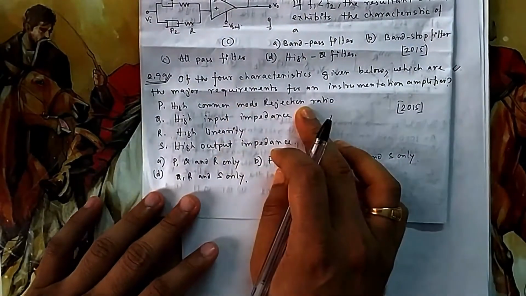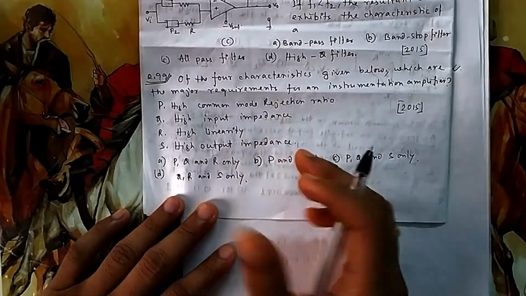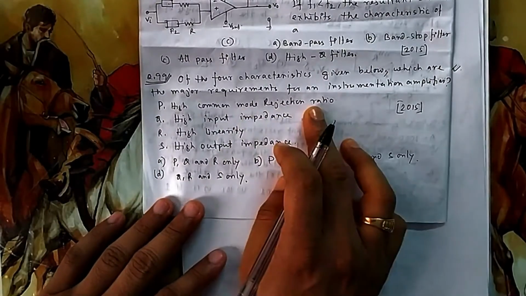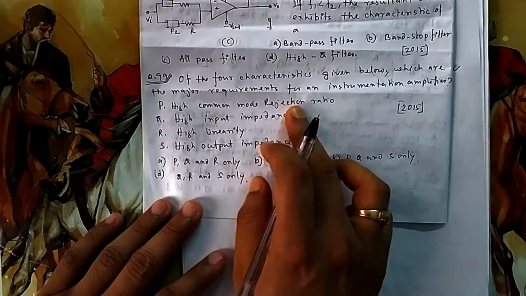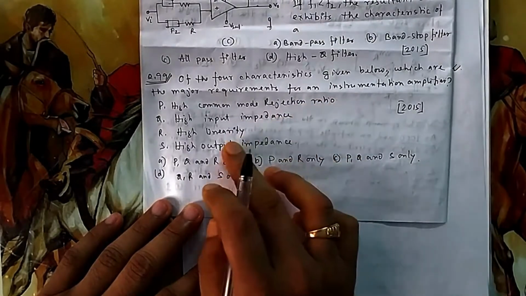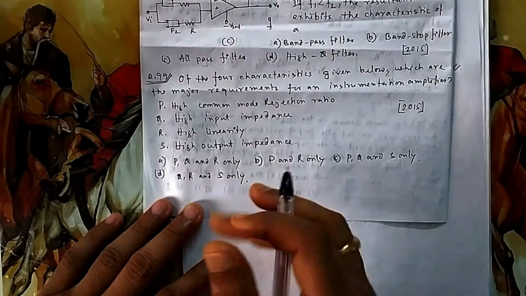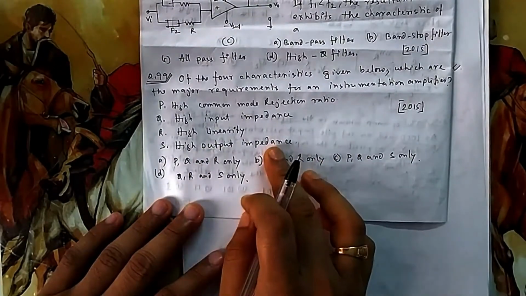High common mode rejection is what we always need, because we need to amplify the gain V1 minus V2, and that should be very high. So that is your gain only. So in common mode rejection, CMRR should be high. High input impedance, high linearity. Linearity means if you increase the input, the output will have a linear relation. High output impedance, that is not okay.